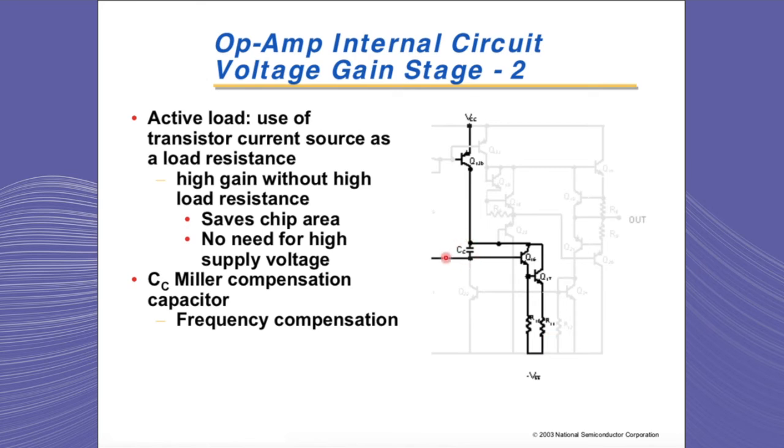A compensation capacitor is used in this part of the circuit. It's a Miller compensation capacitor which provides frequency compensation for the amplifier. It is connected in the feedback path and it creates a dominant pole at about 5 Hz. This is going to shift the other poles of the amplifier further out. It also gives the op amp a fairly uniform 20 dB per decade drop.